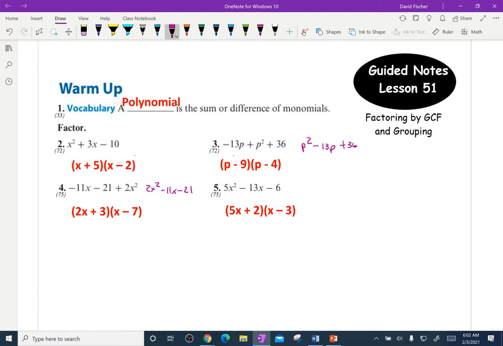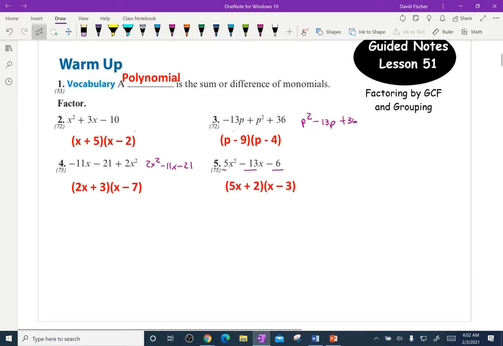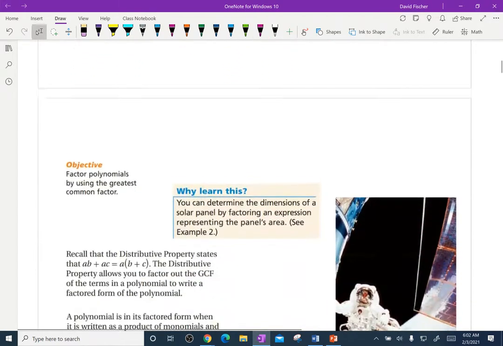I don't have any work shown there because we should be really good at that by now. Now, don't forget this: our first step should always be, like on number 5, is there a number that goes into 5, 13, and 6? And there isn't. And then we should ask, is there any variable all the way across? We've kind of gotten away from that for a little bit here, but that should always be our first step.